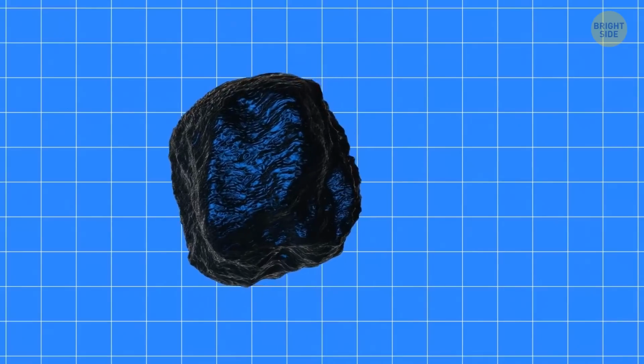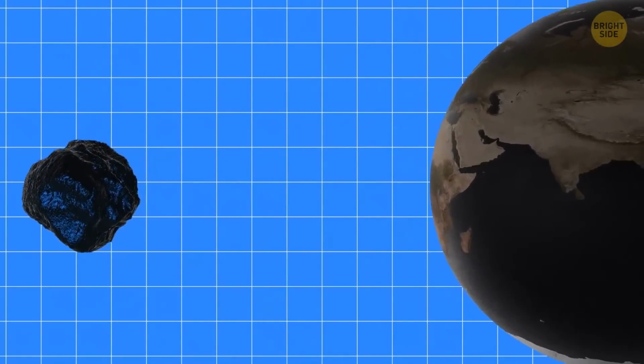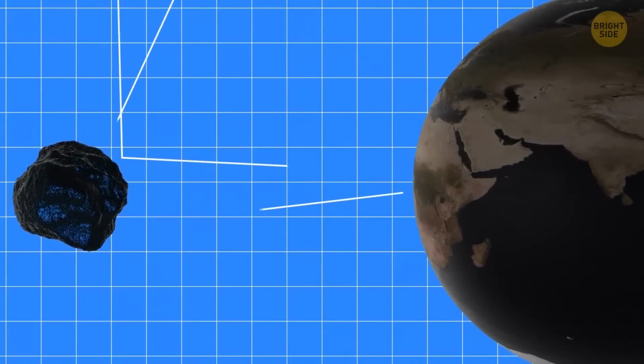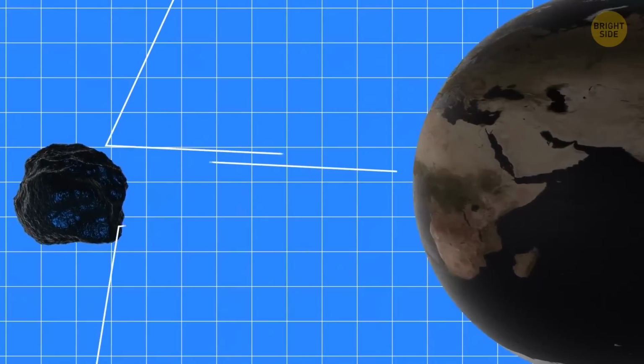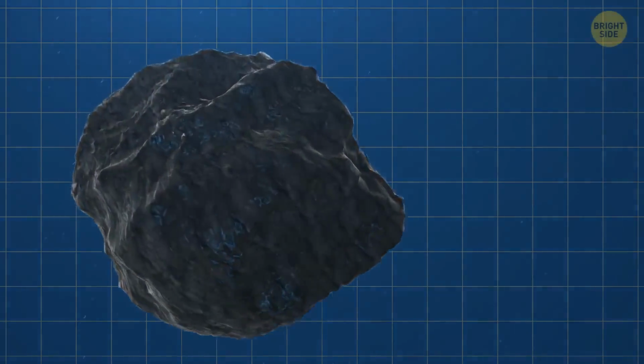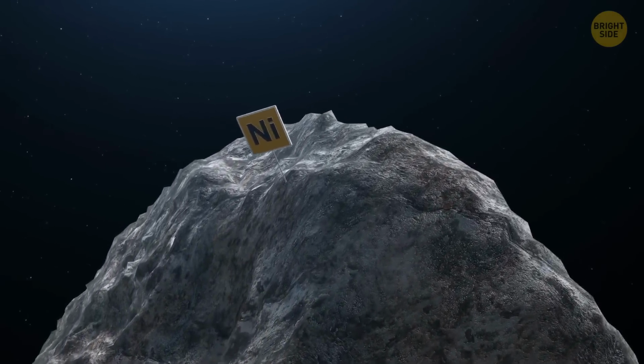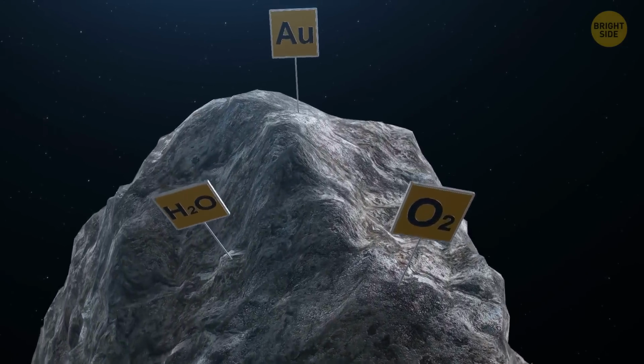Even without visiting asteroids, scientists know what they're made of. They use a special technique. It helps to figure out what minerals or metals an asteroid consists of by analyzing the light reflected off its surface. Some asteroids might contain not only iron, magnesium, and nickel, but also oxygen, water, gold, and platinum.